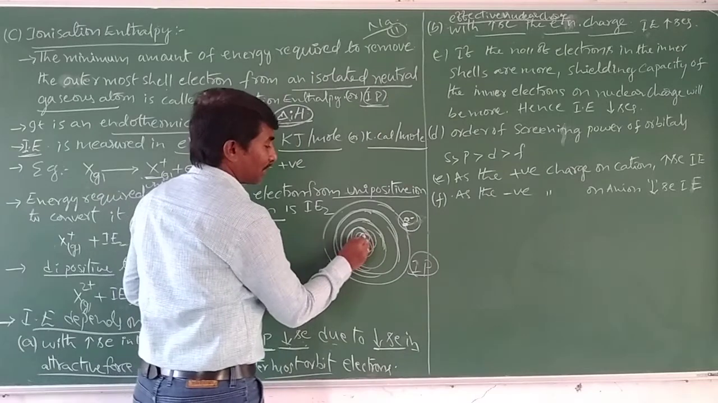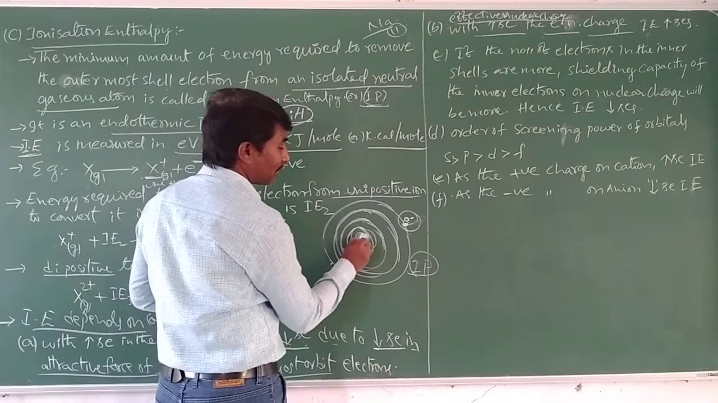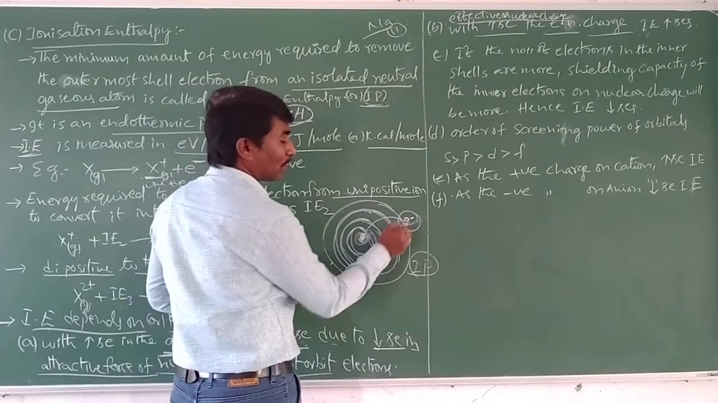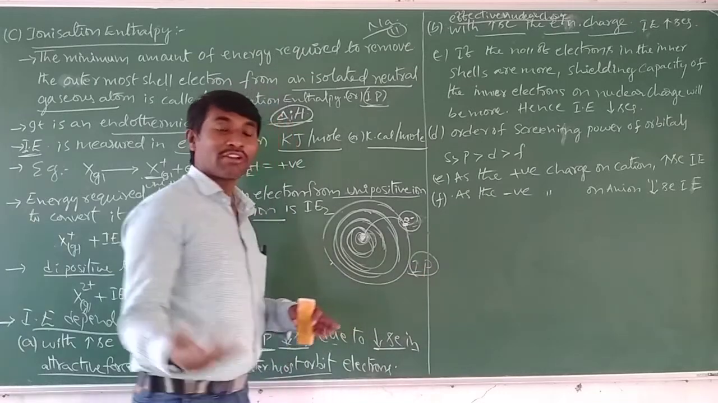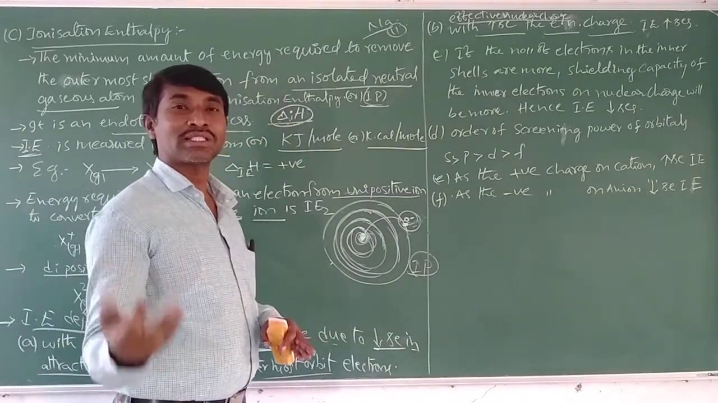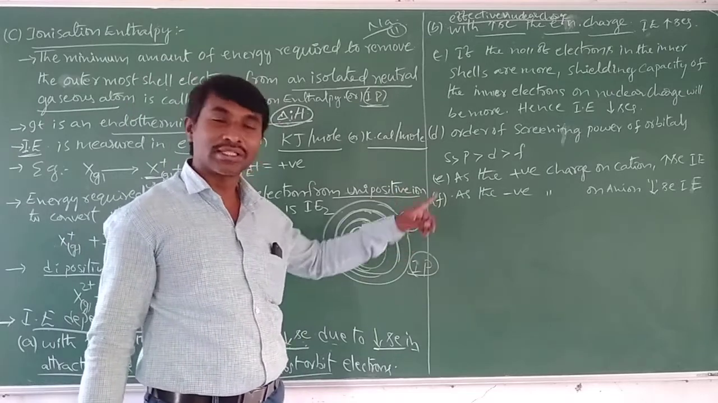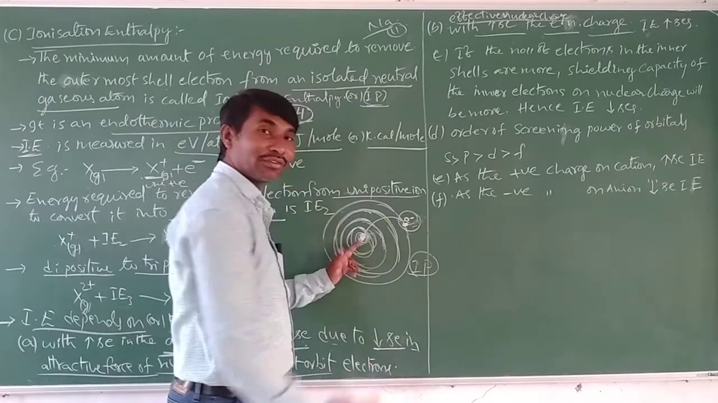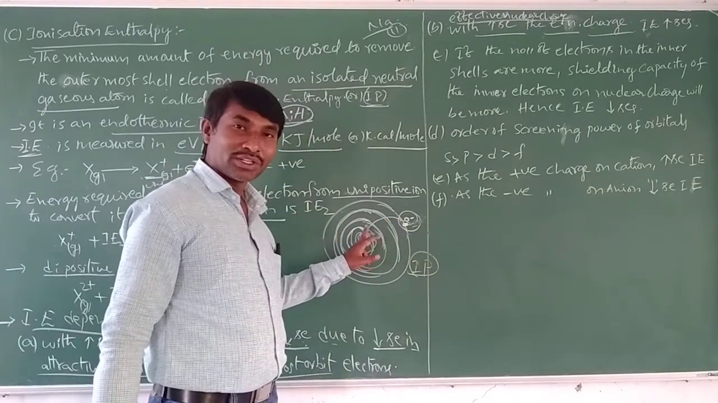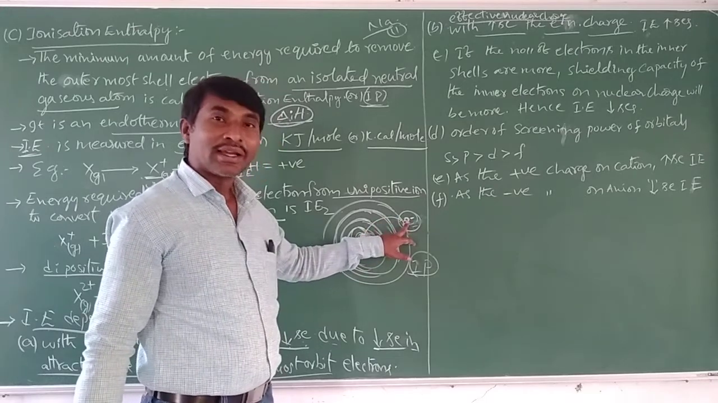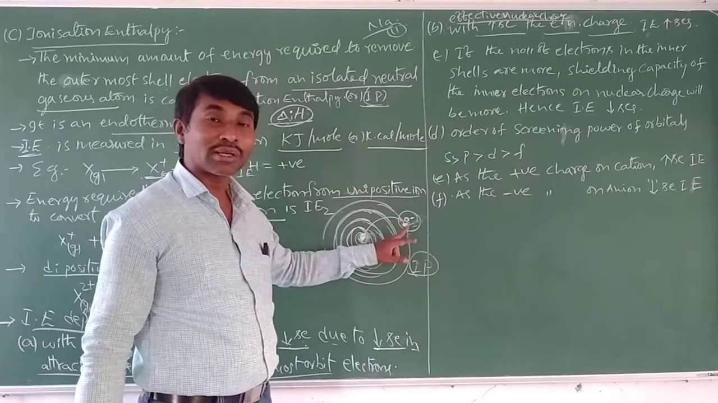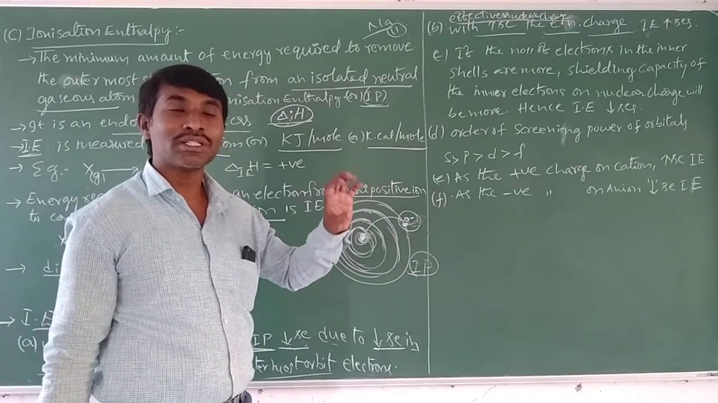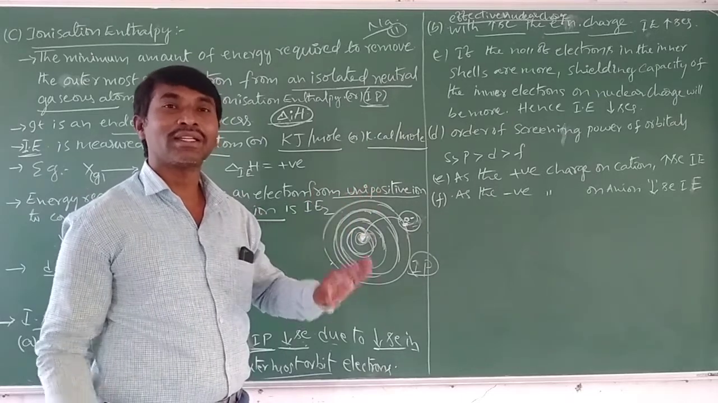So this is the nucleus. The effective nuclear charge is more on the outermost electrons. Automatically, the energy required to remove the outermost electrons increases. Why? Because the attraction from the nucleus is more on the outermost electrons. Ionization energy also increases, meaning the amount of energy required is more.